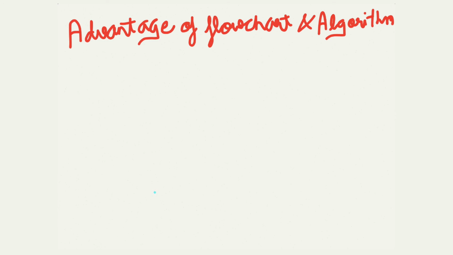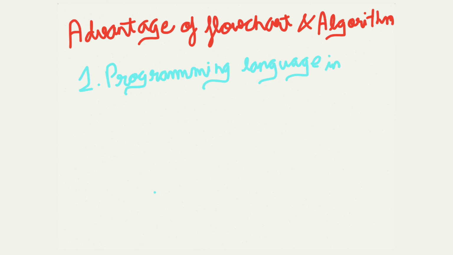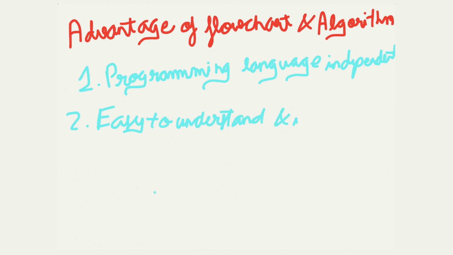Now what are the advantages of flowchart and algorithm? They are programming language independent. Second, it is easy to understand and implement.